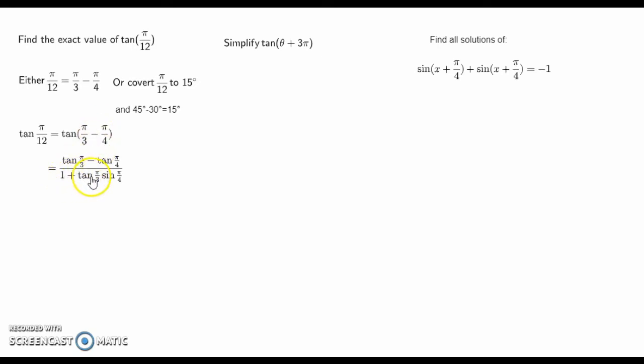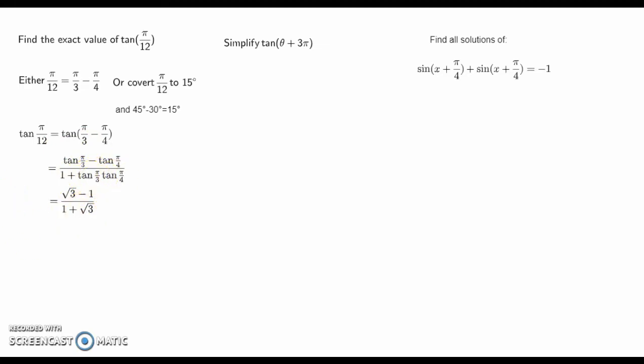And then 1 plus tangent of the first term times tangent of the second term. I realized that there was a sign error there, so I fixed it. And then we just evaluate this. Tan of pi thirds is the square root of 3. Tangent of pi fourths is 1. So we plug all that back in. We have square root of 3 minus 1, over 1 plus square root of 3 times 1, which is just 1 plus the square root of 3.